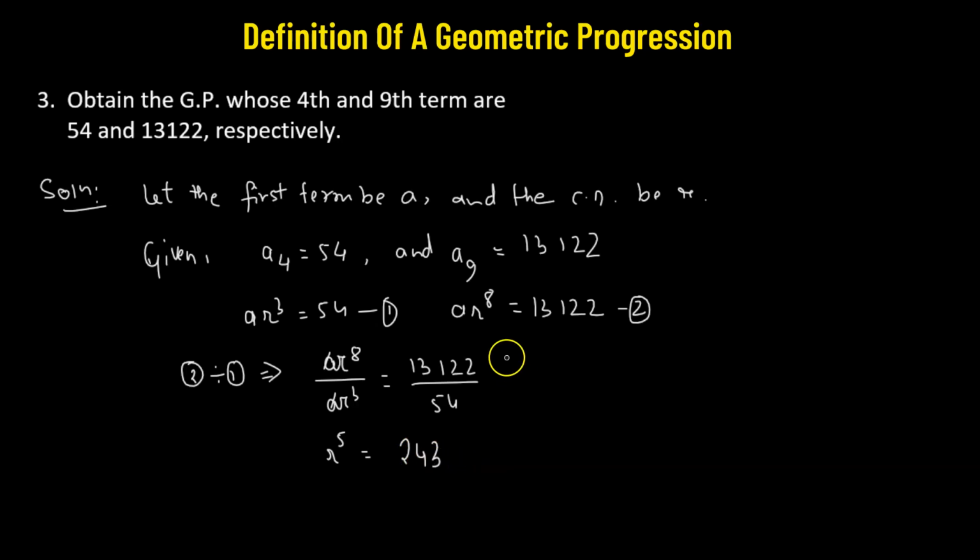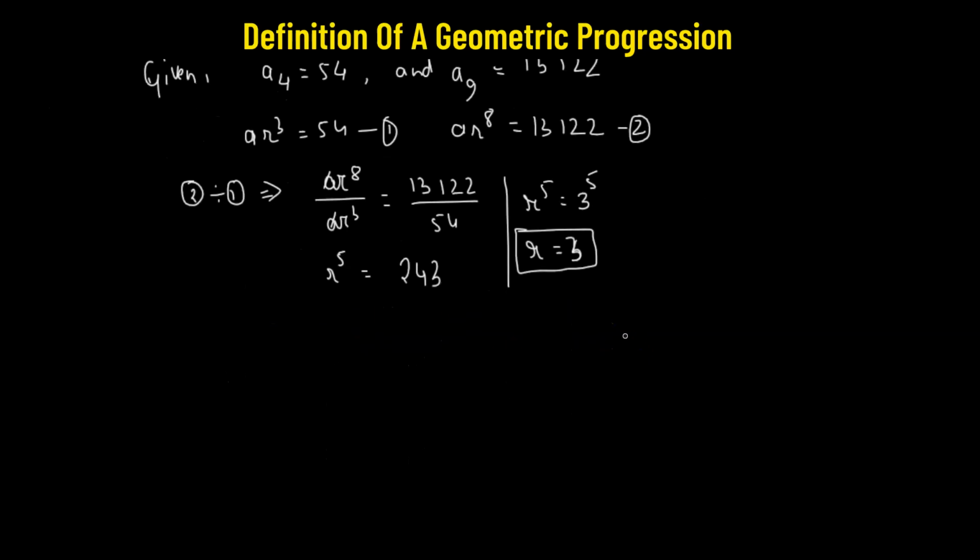So this will be equal to 243. Now we know that r raised to the power of 5 equals 243, that's simply 3 raised to the power of 5. So if we take the positive fifth root, then the common ratio is going to be equal to 3. So we have obtained the common ratio. Now we can use the common ratio to obtain the first term. We can use either 1 or 2. Let's use the simpler equation.